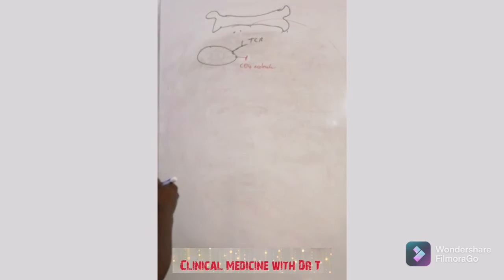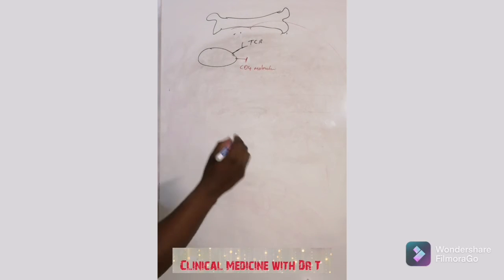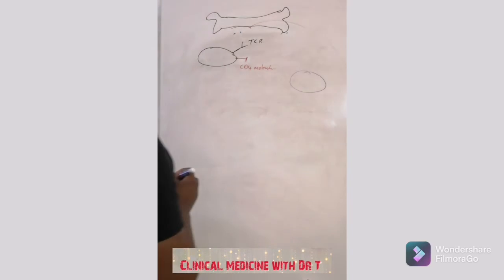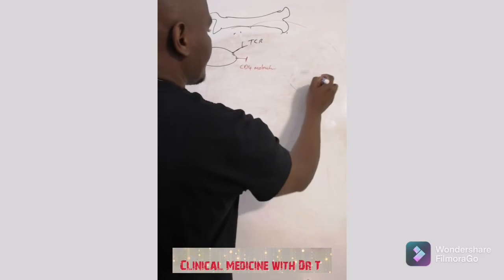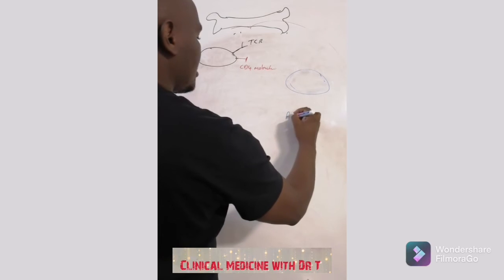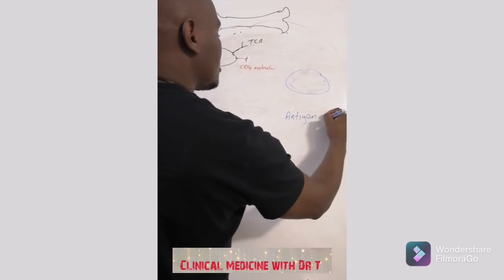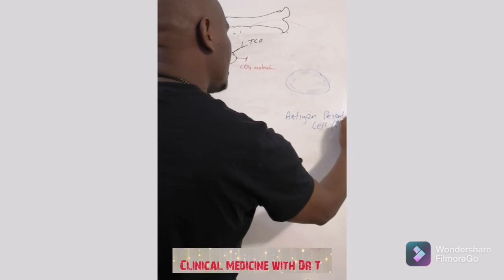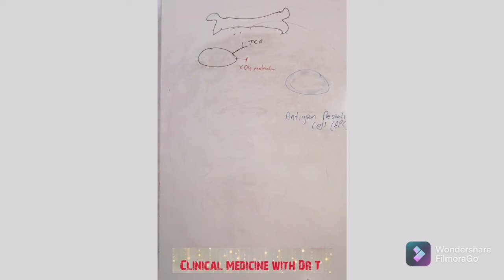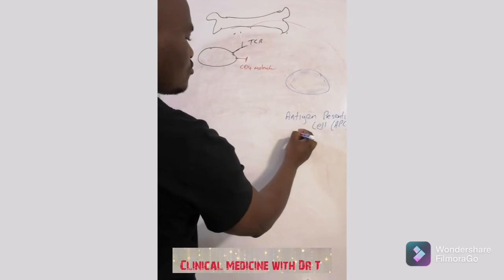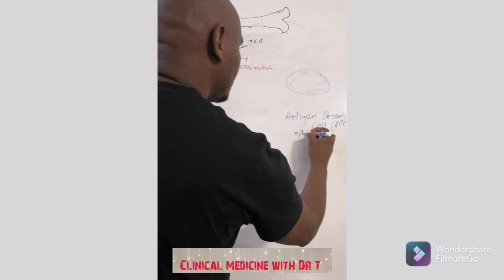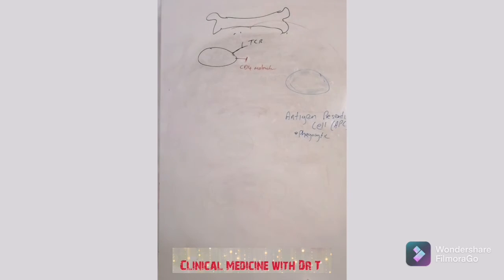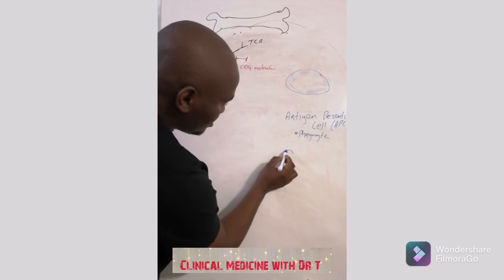On the other side, we have antigen presenting cells. Okay, let me just try it this way. Okay, it's fine. We've got an antigen presenting cell, also called an APC. There are different types of antigen presenting cells. Most phagocytic white blood cells are antigen presenting cells. What does an antigen presenting cell do? Let's say it's like this.